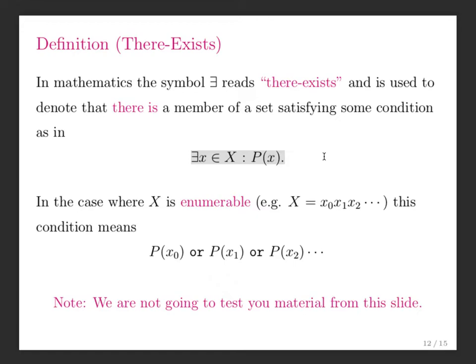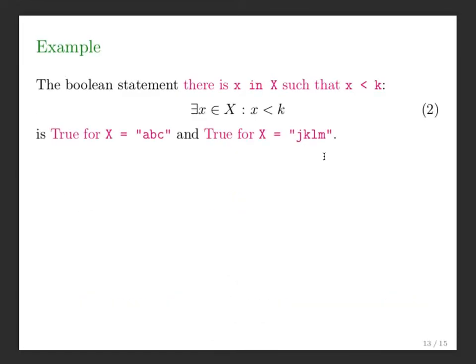So now I have a statement, the same statement from 2 slides ago, except I swapped out the "for all" with "there exists." Now this says there is x in X such that x is less than K. And it is true for this X because A is less than K. And it is true for this X because even though it is not the case that every character in JKLM is less than K, it is the case that at least one of those characters is less than K, that there exists a character less than K.